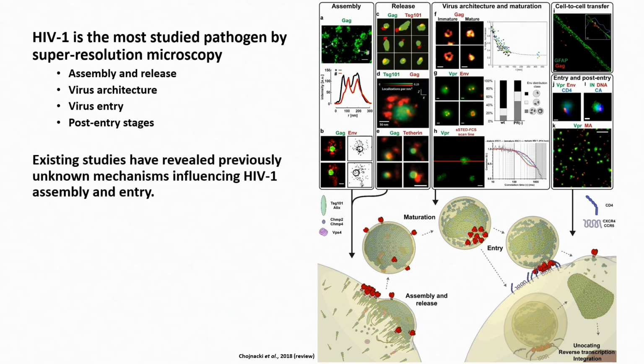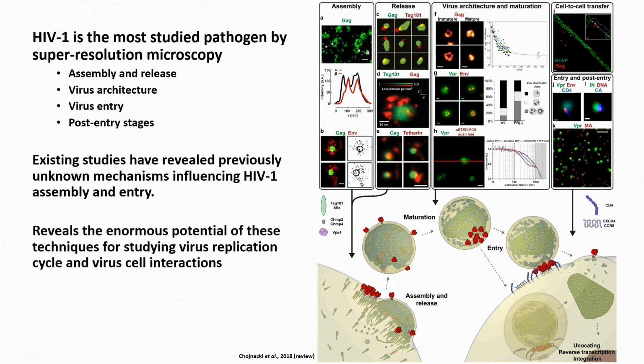Nonetheless, existing studies have already revealed previously unknown mechanisms influencing HIV assembly and entry. And this revealed to me, and to everyone in the field, the enormous potential of these techniques for studying virus and virus-cell interactions. And this is despite the criticism that was often leveled at these techniques: oh, you're just studying the same thing that was known before, you're just applying a fancy new microscopy to it, and you're not going to find out anything besides a high resolution image. That actually is not correct. We found a new layer of complexity that was hiding beneath what was already known.